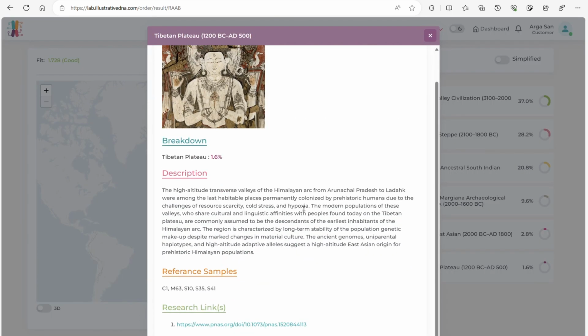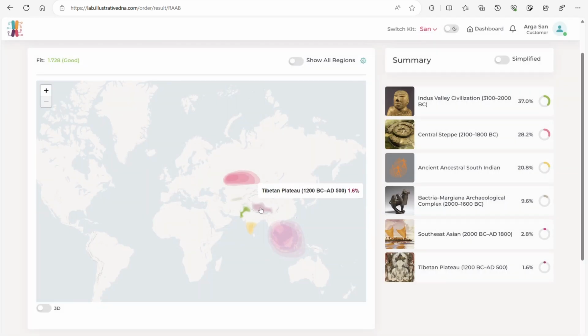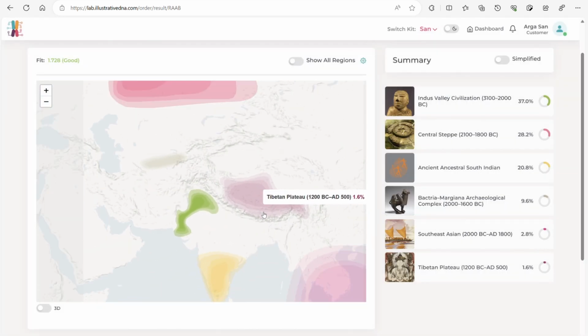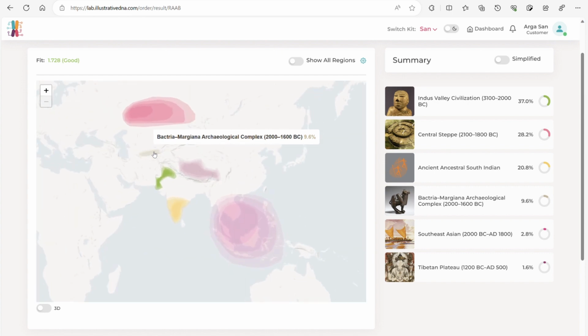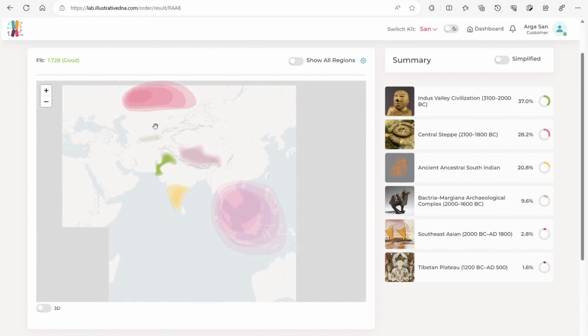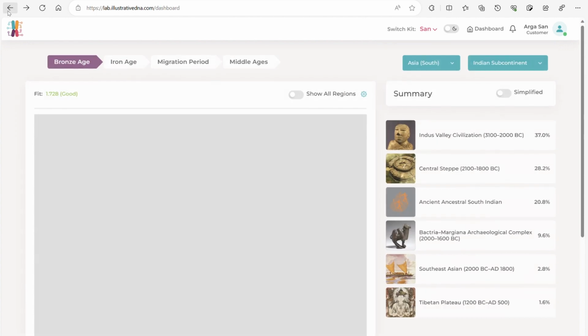At last is Tibetan Plateau at 1.6%, which is surprising since Tibet is so close to Nepal. I expected it to be more. Here in the map you can see where my ancestry came from. It's all over Asia, from Central Asia, South Asia, Southeast Asia and Tibetan Plateau. Now, I can say I am 100% Asian.